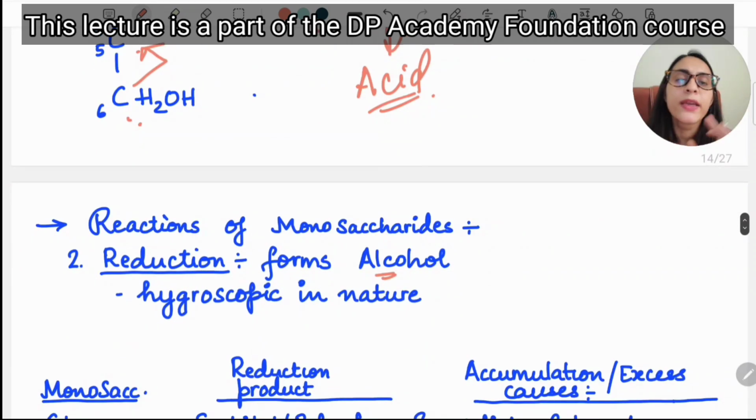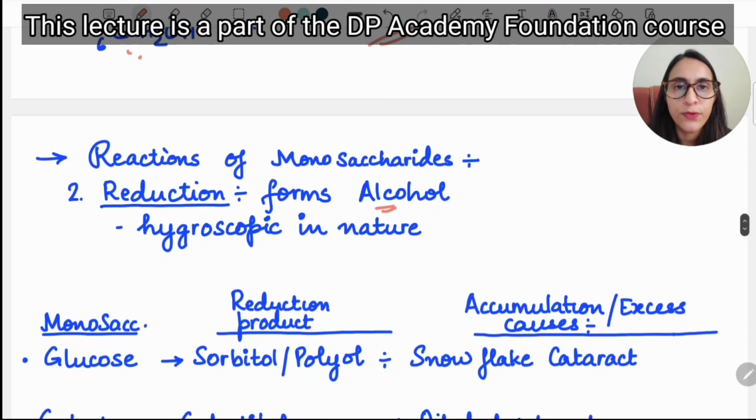It is hygroscopic in nature, that means it absorbs water. If it absorbs water, it will swell up. So the cell swells after the absorption of water, because of the hygroscopic nature.